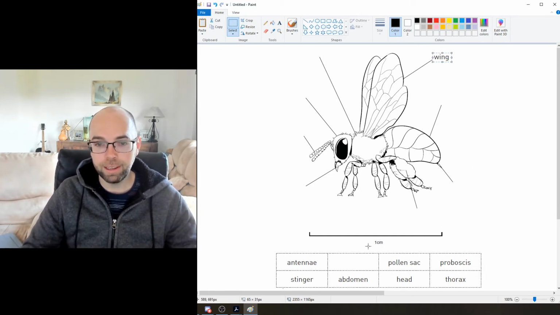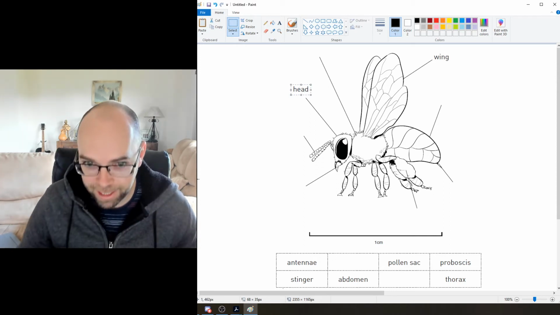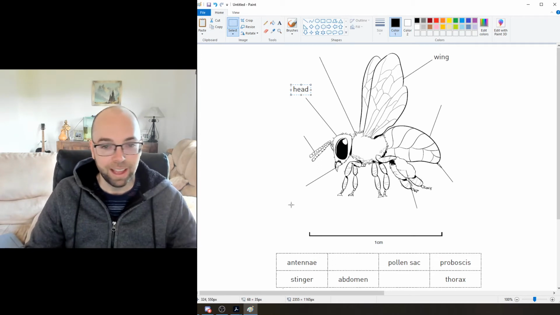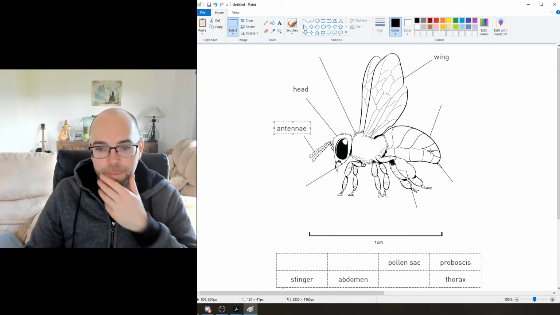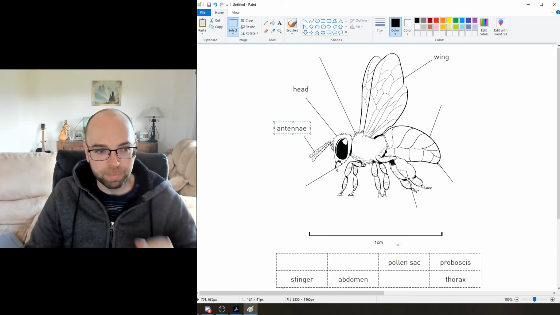Okay, now let's try another easy one. It's head. Obviously. Okay. Funny looking alien head on a bee. All right. Now, I think you guys would also recognize the antenna here. The antenna is these little funny bits sticking out the top of the bee's head. Okay. Now, let's try something a bit harder. Okay. Now, let's go this big part here, this bit here, okay? This is the abdomen, okay?